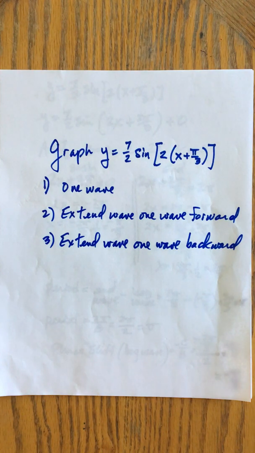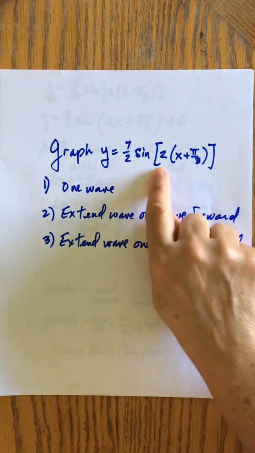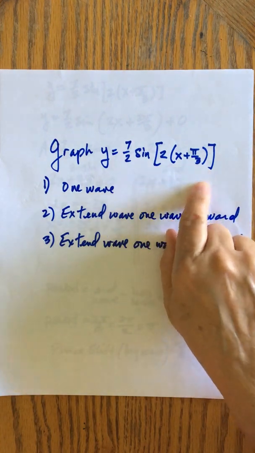So in this video, I'm going to go through graphing y equals 7/2, or 3.5, sine of what you see here. The argument is 2 times quantity x plus pi over 3.